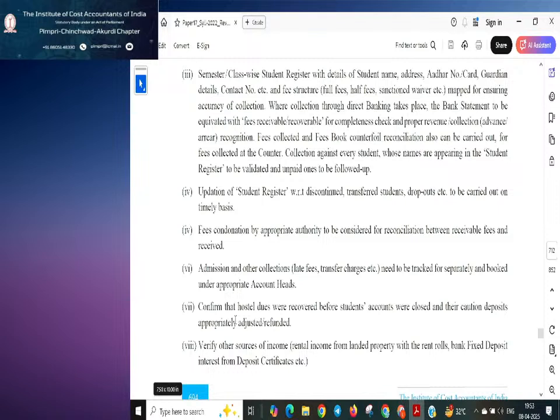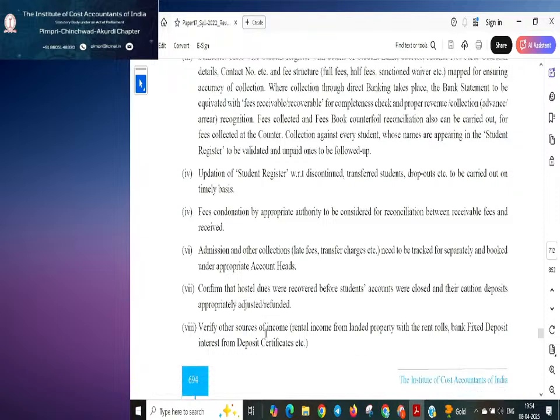Then confirm that hostel dues, that is when it comes with residential kind of a facility, whether hostel dues were recovered before the students' accounts were closed, and their caution deposits. This caution deposits, if they are refundable in nature, whether this has been adjusted for or whether this has been refunded is very, very important, which needs to be tracked. Verify other sources of income, like for example, if they have a land and they rent it out, so they get rentals from that, bank fixed deposit, interest from the deposit certificates, etc. So all these are not their actual source of income, it's a secondary source of income which is not the main income of the organization. This should be kept track of.